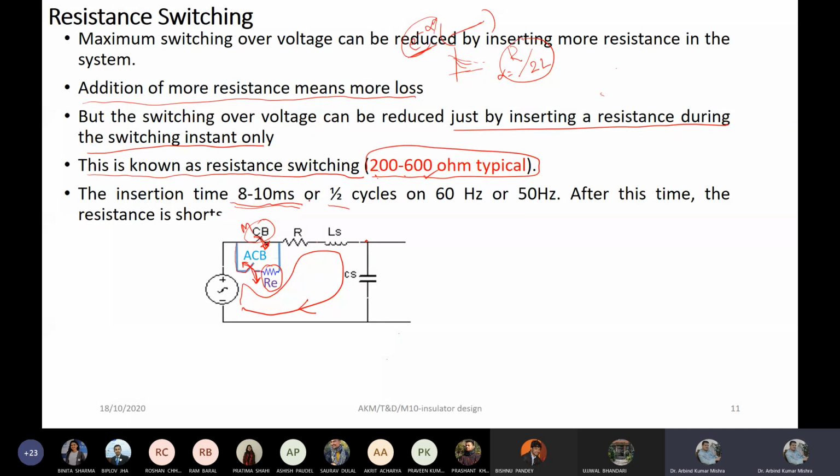You have seen that as our resistance is increased, the transient over voltage vanished even within one cycle. So after this time, the resistance is shorted.